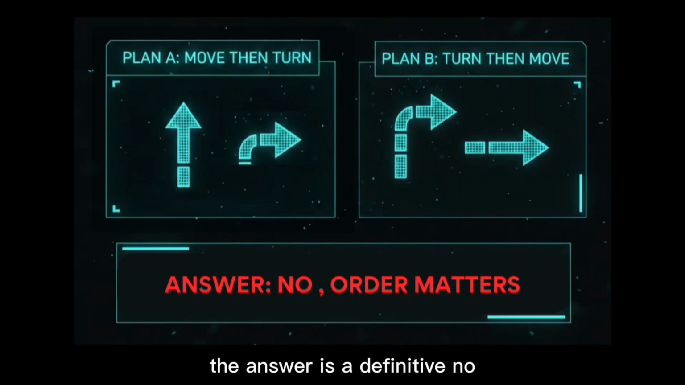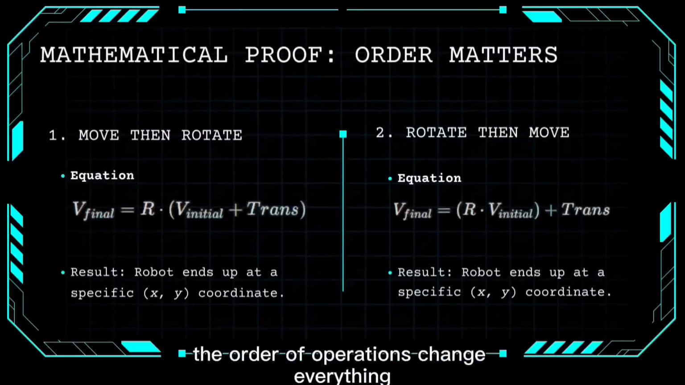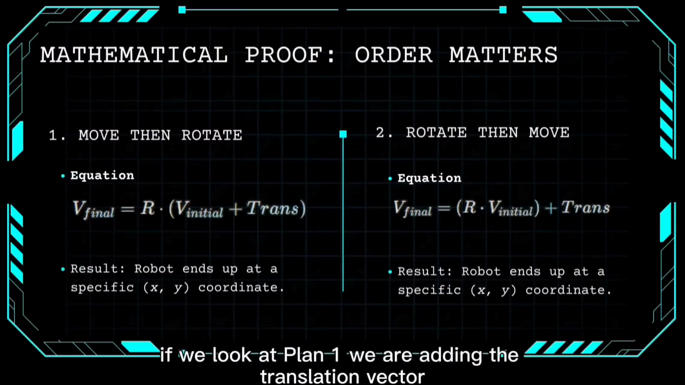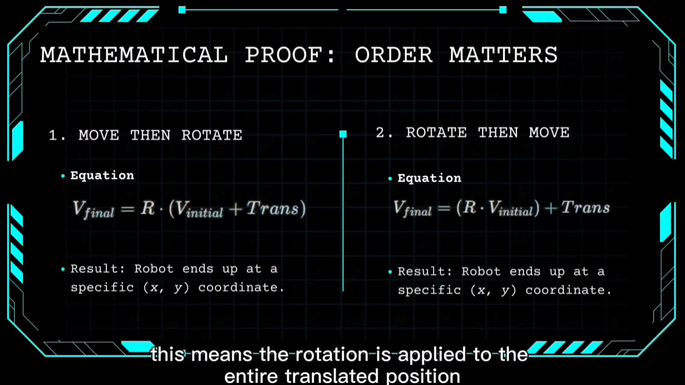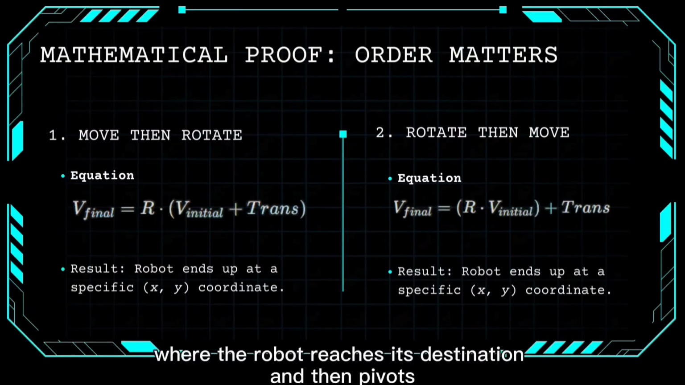The answer is a definitive no. As you can see in the mathematical proof, the order of operations changes everything. If we look at plan 1, we are adding the translation vector before we multiply by the rotation matrix. This means the rotation is applied to the entire translated position. In our diagram, this is the move-then-turn logic, where the robot reaches its destination and then pivots.